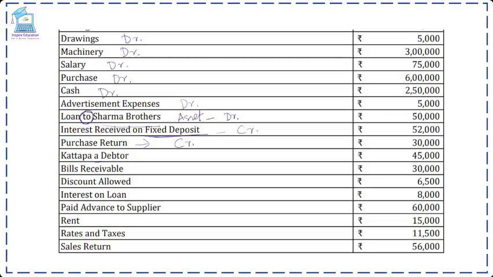So it is debit. Naturally, the question itself says that it is a debtor. So debtor is debit. Bills receivable. Anything receivable is debit. Payable is your credit. Discount allowed. Debit or credit? Discount received. Debit or credit? So discount allowed is our expense, naturally debit.